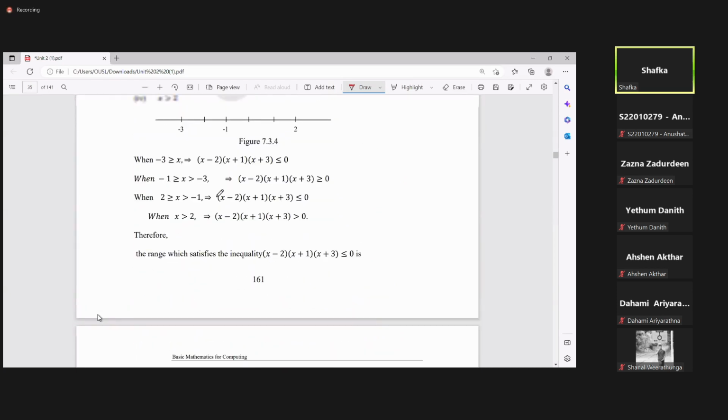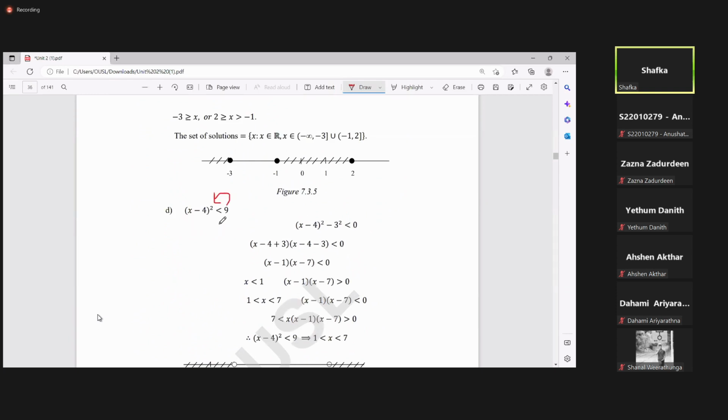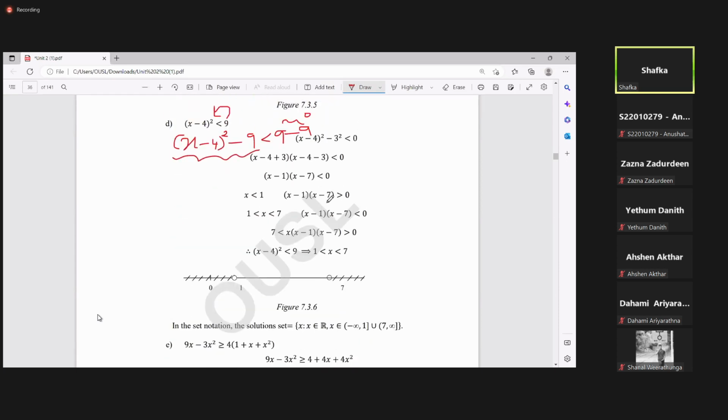you have to move this 9 to the left hand side. That means (x minus 4) whole square minus 9 is less than or equal to minus 9 minus 1, the rule that we have studied earlier at the beginning of inequalities. So this is less than or equal to 0. Now you have to factorize the left hand side. Always you have to keep 0 on one side. Then you can easily get the factorization.